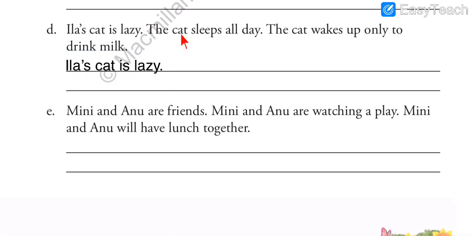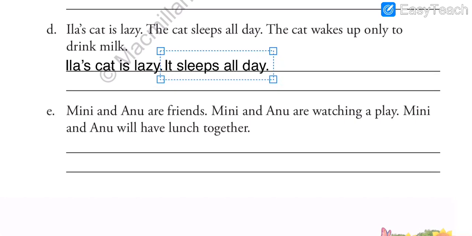And the second part is the cat sleeps all day. So instead of cat, what are you going to write? It. So it sleeps all day. Okay. So after day, full stop. Great. And then the cat wakes up only to drink milk. So instead of the cat, again you have to just write it. So it wakes up only to drink milk, correct?